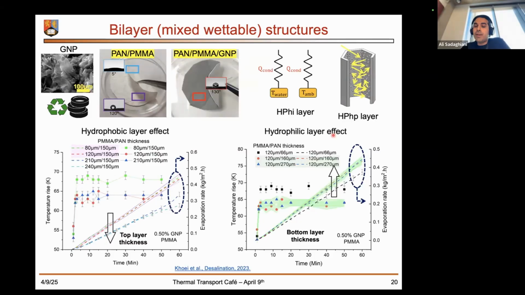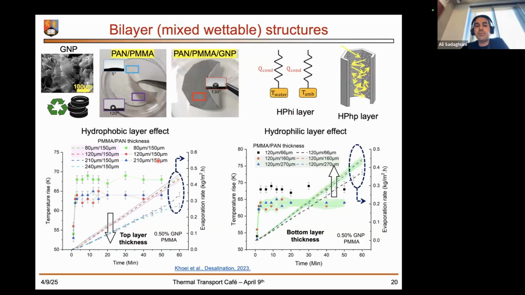So as I said, we fabricated bilayer or mixed wettable structures. The top layer is hydrophobic. In this case, it is basically a combination of GNP, graphene nanoplatelets, and PMMA to provide the photothermal activity as well as the medium for the evaporation. And the bottom is basically PAN nanofibrous. It is a superhydrophilic structure, and it provides the liquid to the top surface, and it also acts as the insulation layer between the top and the bulk in order to reduce the heat loss to the ambient.